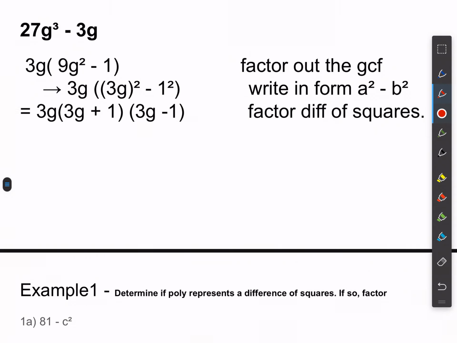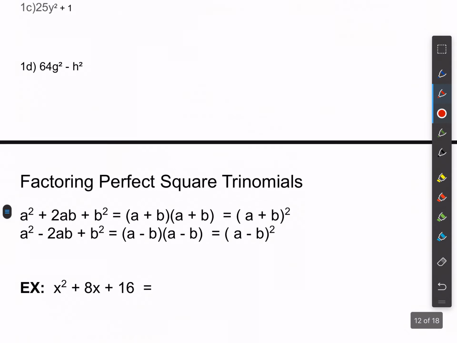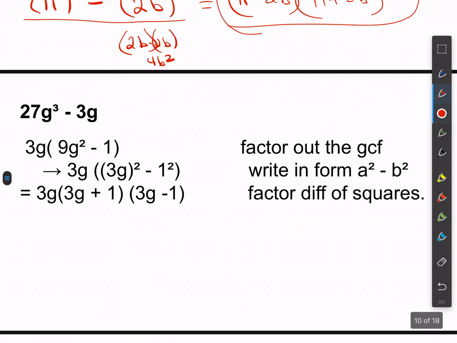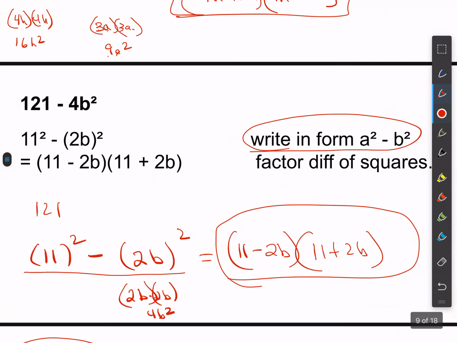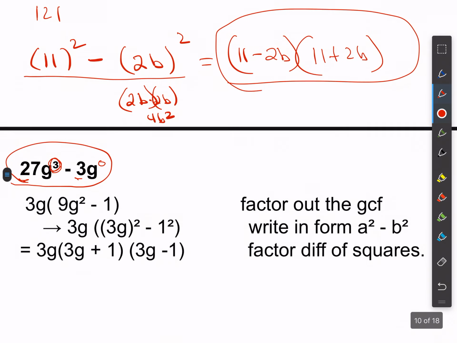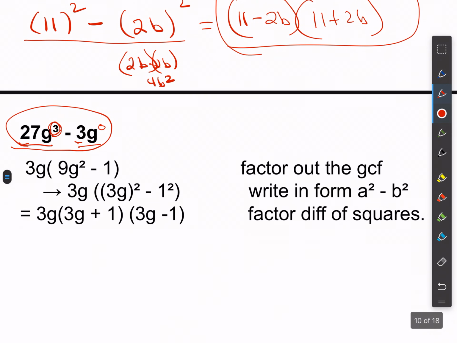With this one, I can't write this as something squared minus something squared right now. Okay? But notice I could take out a g because I have g's in both, and I can also take out a 3 because I have 3's in both. So the first thing you always do when you factor, you guys, none of these had common factors, but if you see something that's in common with both terms, take it out. Okay, so if I do that, I could take a 3 out, I could take a g out, and what I'm left with is 9g squared minus 1.